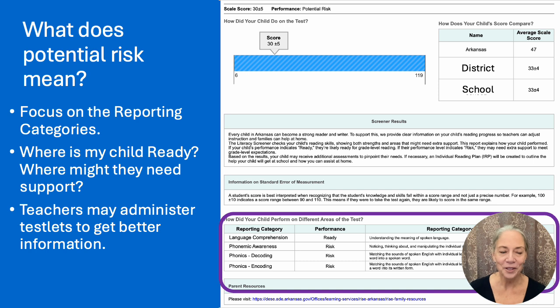So it is important to look at the reporting categories, especially in literacy. And I will show you in the next slide how math is different. So use this information to ask your child's teacher questions, to advocate for their needs, and to make sure that they're receiving the support that they need.